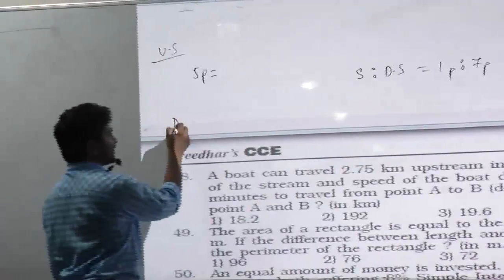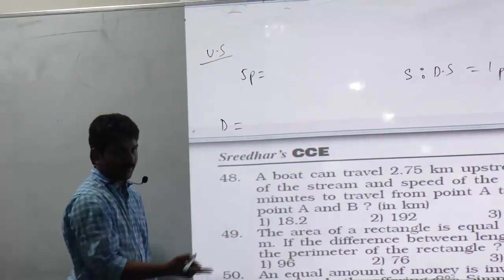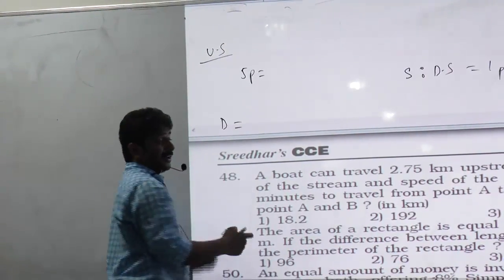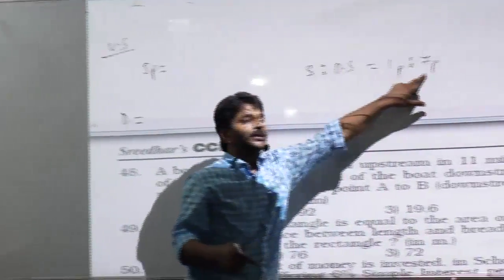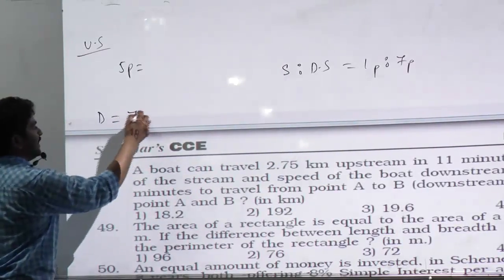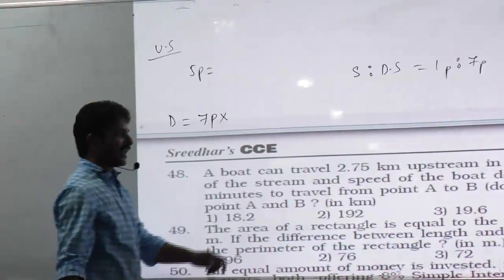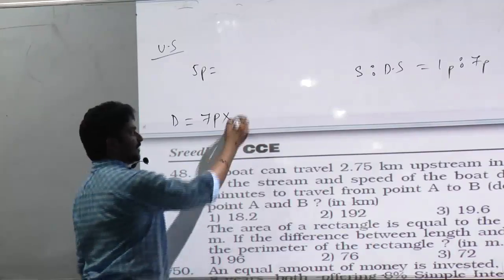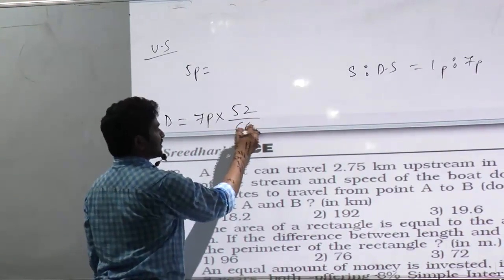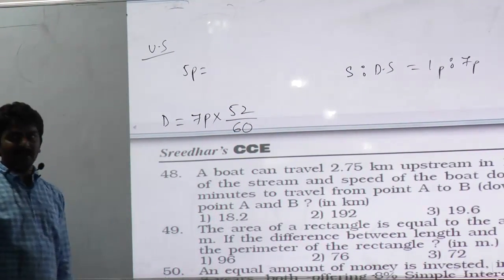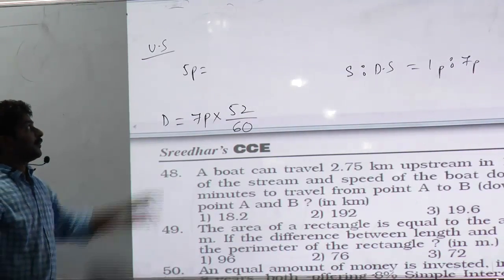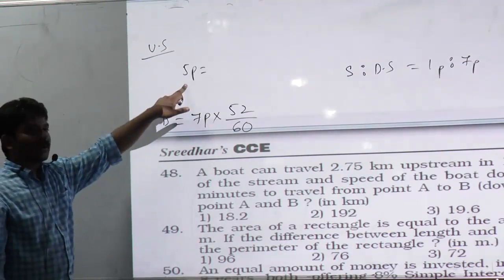Distance, you're asked about distance. Distance is equal to speed into time. Which speed you have to take? Downstream speed, which is equal to 7 parts. So now 7 parts into, what is the time taken here? 52 minutes. Minutes converts to hours. And this is what you need to calculate. Okay? Now, upstream speed is 5 parts.